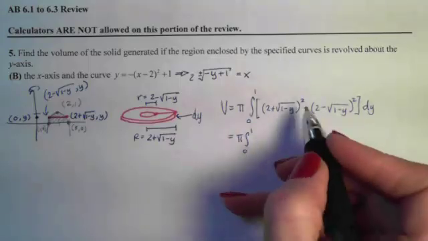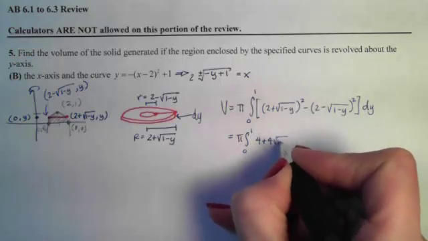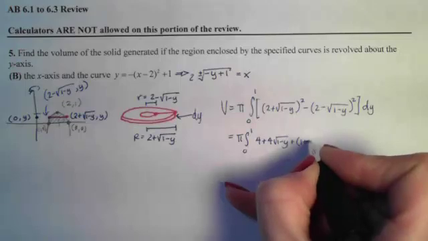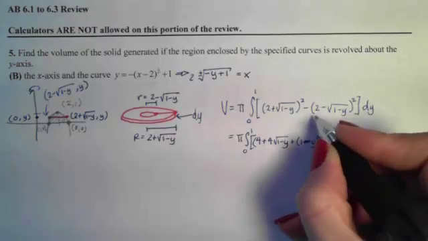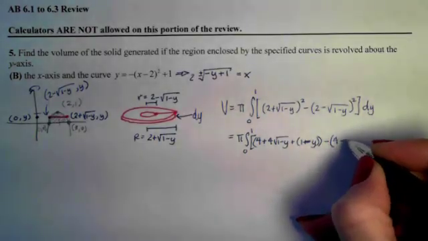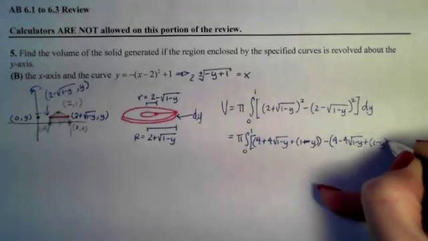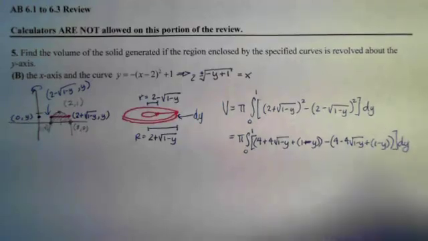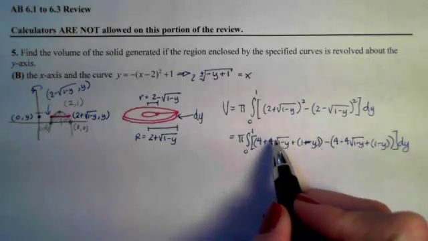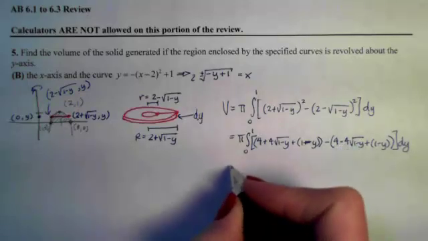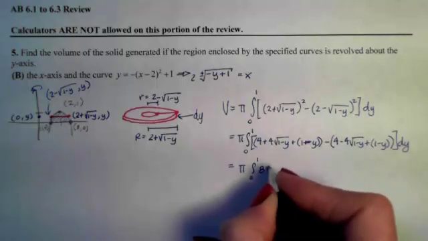So first, if I multiply this out, when I square the binomial, I have a 4 plus 4 of those roots plus that root squared, which is 1 minus y. Oops, that's a minus. And then I'm going to subtract this one multiplied out, which will be 4 minus 4 of those roots plus that 1 minus y again. So when I subtract, the 4's will cancel, the 1 minus y's will cancel, and I'll be left with 4 of these roots plus 4 more of those roots. So I'll have a pi times the accumulation from 0 to 1 of 8 of those roots.